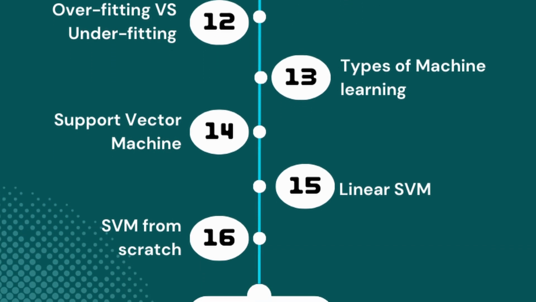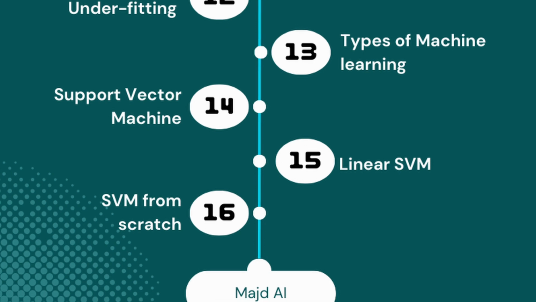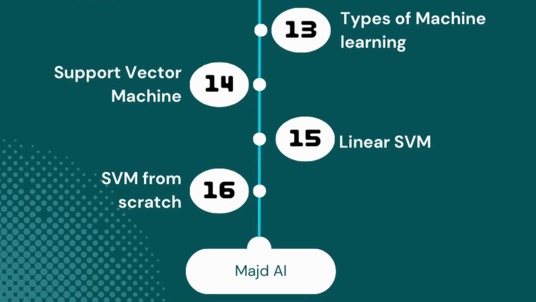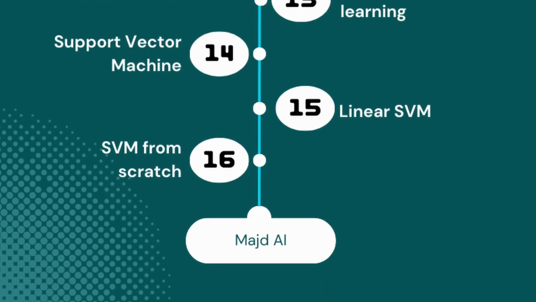machine, linear SVM. SVM is for support vector machine. And finally, SVM from scratch. It's very important to learn this stuff. It's the basics for the future.